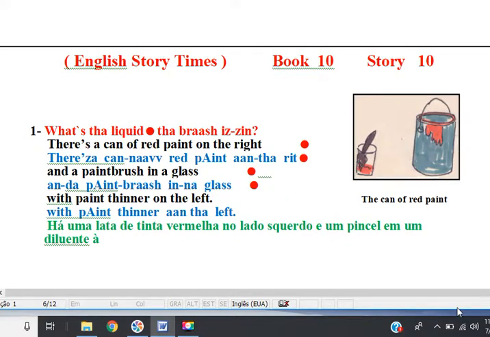English Story Times, Book 10, Story 10, The Can of Red Paint.